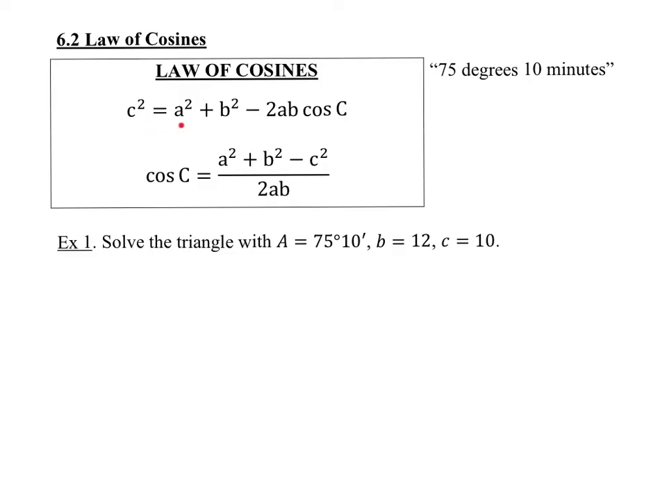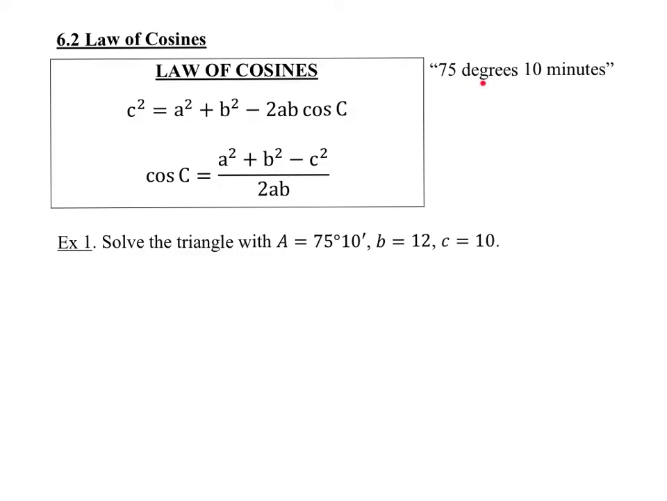And it's c squared equals a squared plus b squared minus 2ab cosine of C, where the side a is opposite the angle A, etc. If you rearrange this, it looks like this. The second form is useful sometimes when you're trying to solve for an angle. Before we do that, I'm going to show you a notation you may have not seen before.